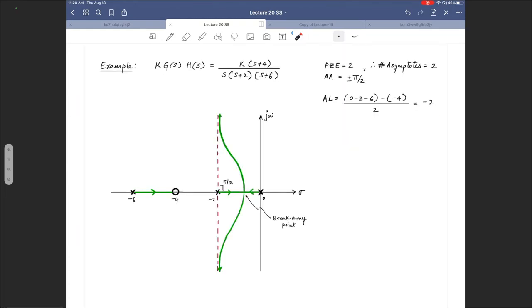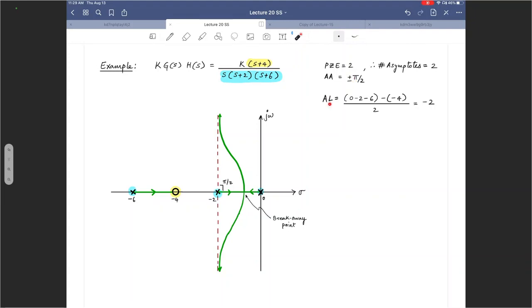Next, another example where you have 1 zero. Let's see, where is the zero here? The zero is at -4, and there are 3 poles. One is at 0, the other is at -2, and the other is at -6, right? So the zeros and the poles are marked. Now I need to evaluate poles minus zeros. 3 minus 1, 2. Number of asymptotes equals number of poles minus zeros, so 2. Where are those asymptotes located, and what is the asymptote angle? The angle is going to be plus or minus pi divided by 2. We evaluated that earlier for 2 asymptotes.